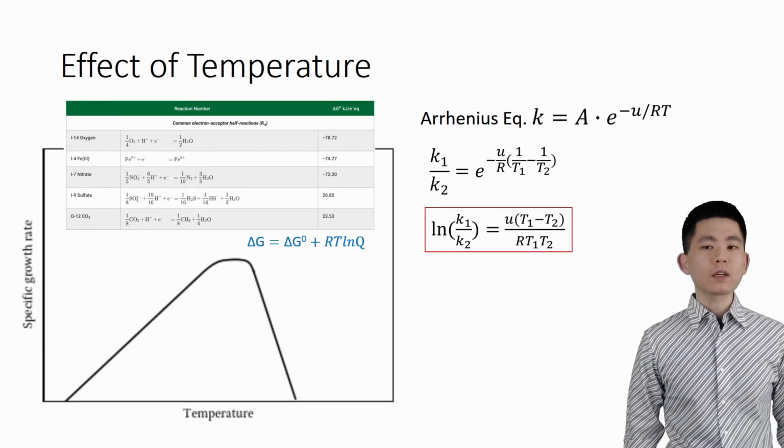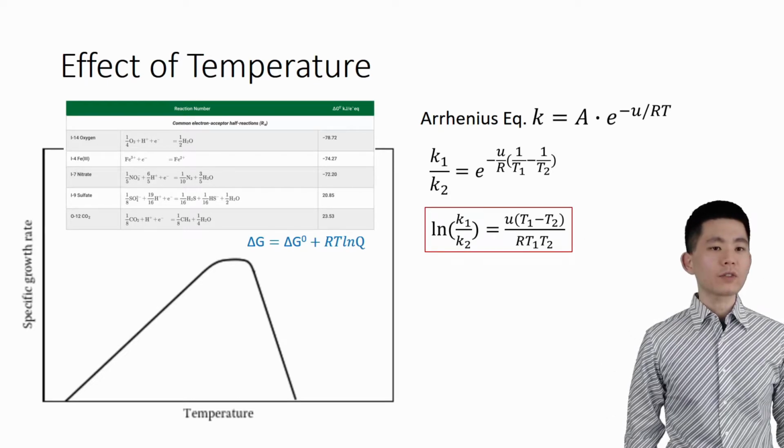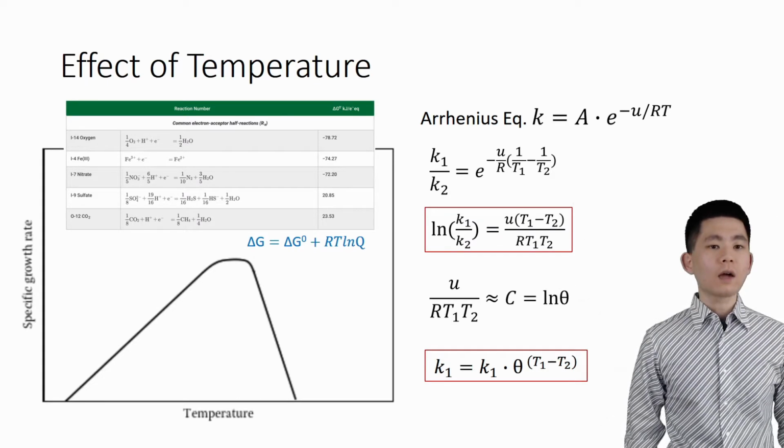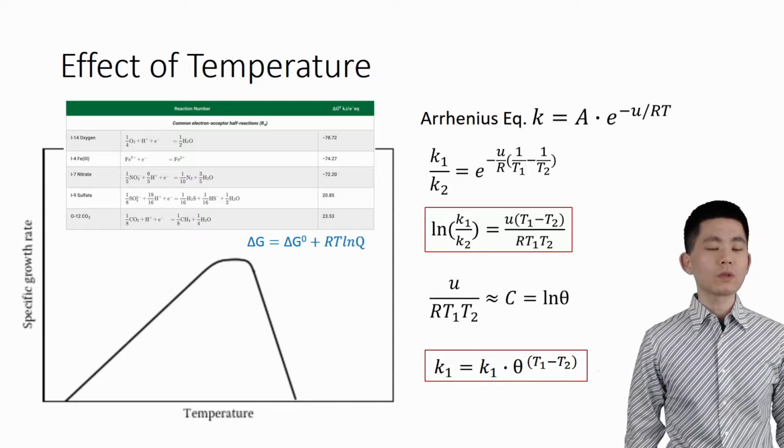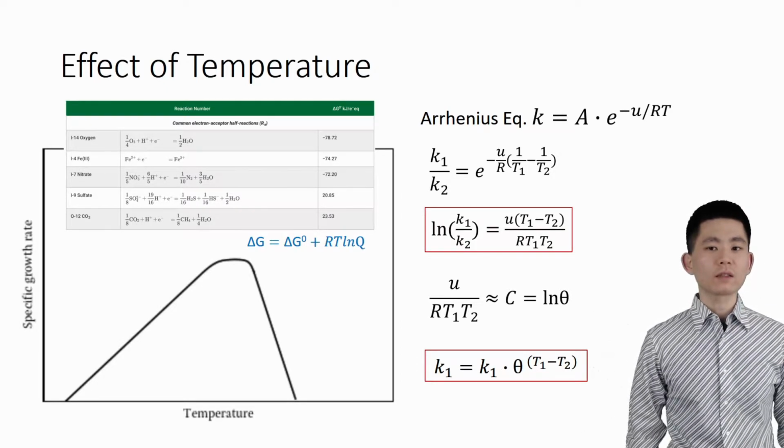Because we're not looking at extreme temperatures for biological reactions, R times T1 times T2 can be considered as a constant that we can call natural log theta. Then the equation can be written as this.